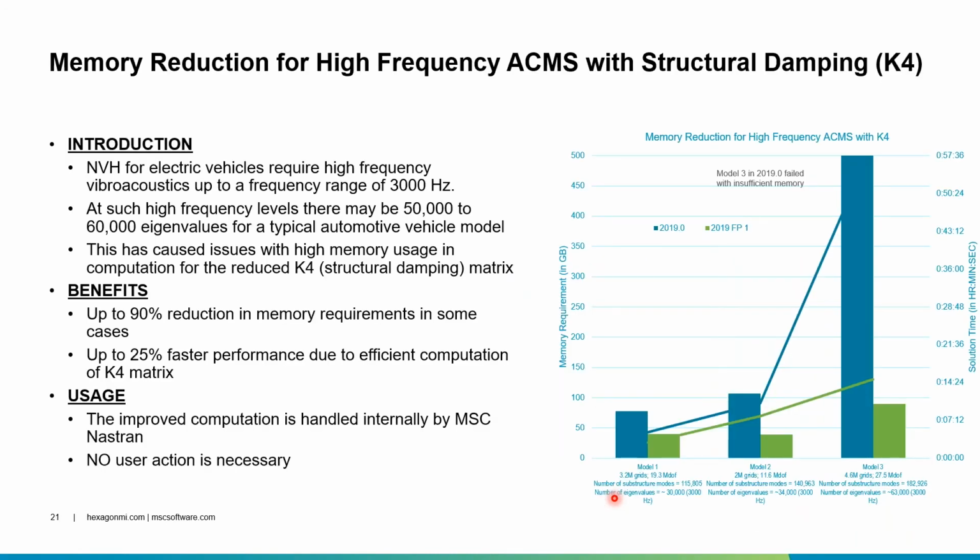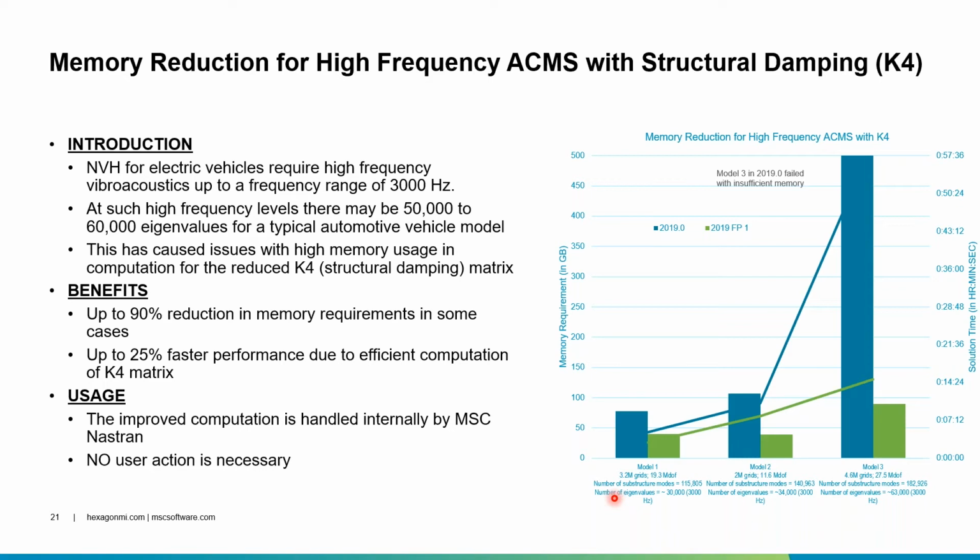So these are some of the recent enhancements done with MSC Nastran. Memory reduction for high frequency ACMS with structural damping K4. When we do the NVH for electric vehicles, they require high frequency vibro-acoustics up to a frequency range of 3000 Hertz. At such high frequency levels, there may be 50,000 to 60,000 eigenvalues for typical automotive vehicle applications. This has caused issues with high memory usage computation for the reduced K4 structural damping matrix.